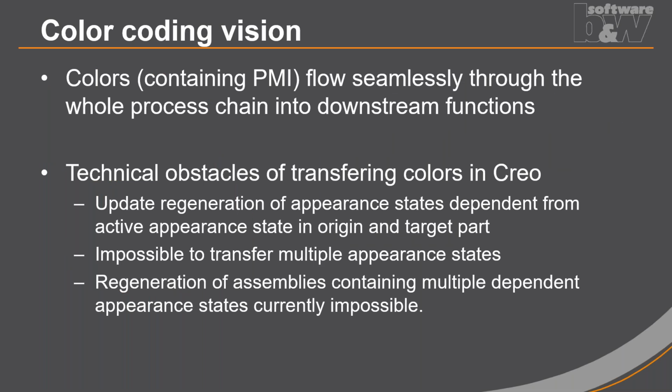So let's have a look at the color coding vision. Our vision is that the colors will flow seamlessly through the whole process chain into downstream functions. But unfortunately, there are a few technical obstacles in transferring these colors in Creo. First, the update and regeneration of appearance states depend on the active state in the original part and the target part. So there can be a very quick mismatch. And it's impossible to transfer multiple appearance states at a single time.